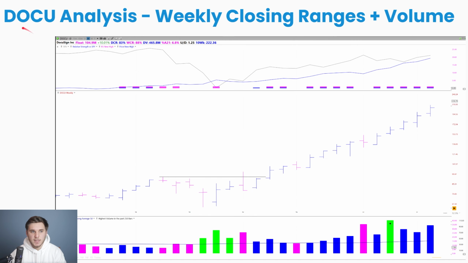And moving on to the next example, we've got DocuSign. And there's a few interesting things here on the weekly charts. First of all, this was during the March 2020 correction. You can see that from the gray SPX line. And here is the base that was formed during that correction.